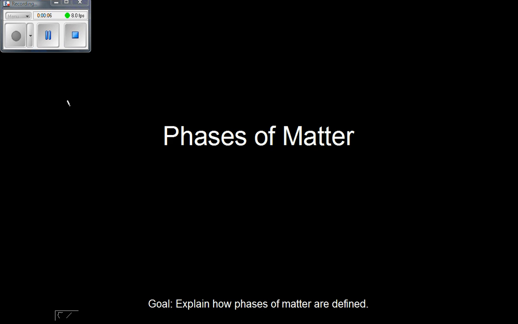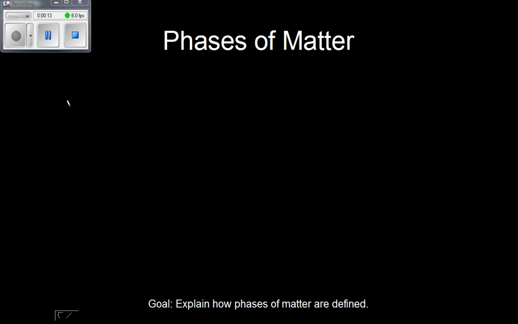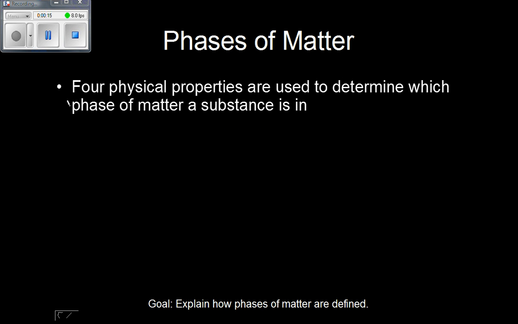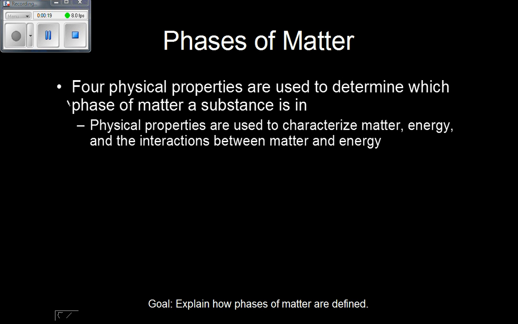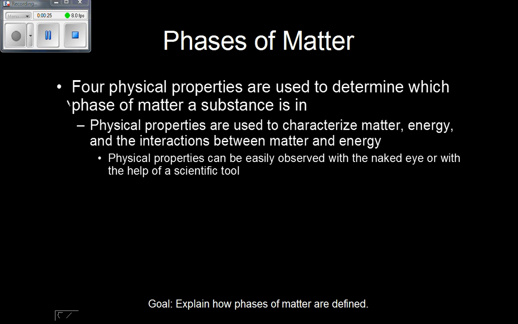You've probably heard of the term phases of matter before, or maybe you've heard states of matter, and wondered how they are defined. Phases of matter are defined by four of the physical properties of a substance. A physical property is any property that we use to characterize matter, energy, or the interactions between them. Most physical properties are easily observed with the naked eye, such as color or shape, or with the aid of a scientific tool, such as temperature and volume.